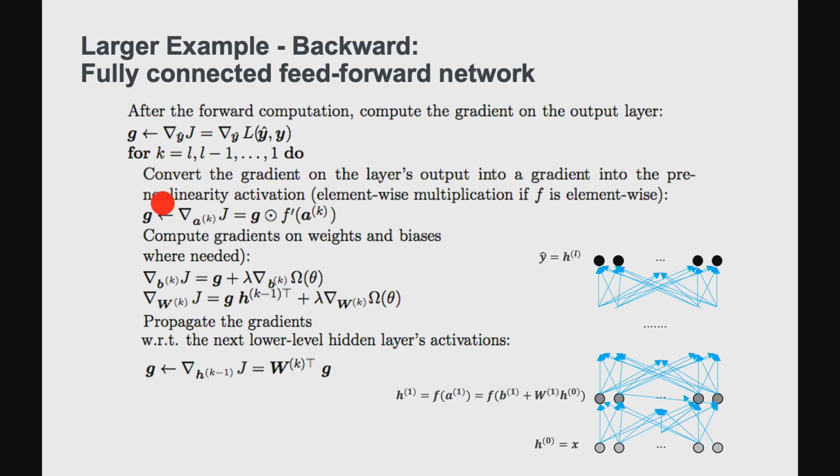And this gives me the gradient in the direction of ak. And this is my next gradient for my previous layer. So I took the gradient I had here and turned it into a gradient here. And so I go from this hidden layer to this hidden layer to this hidden layer.